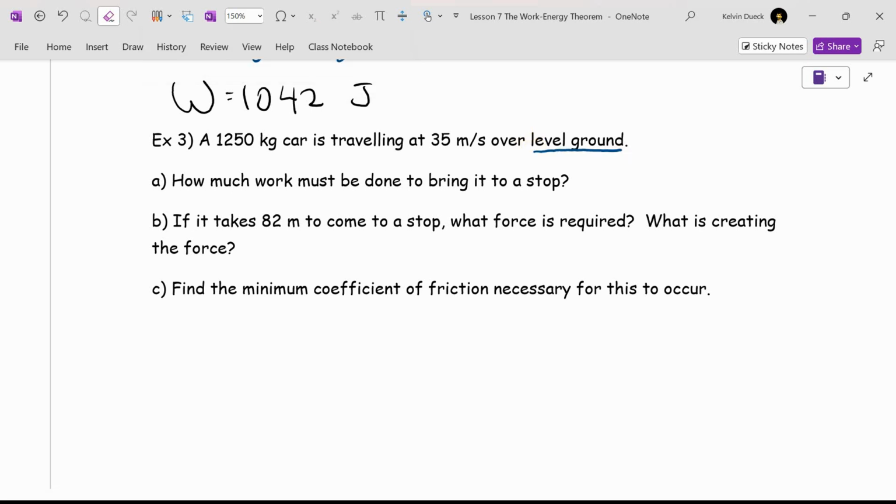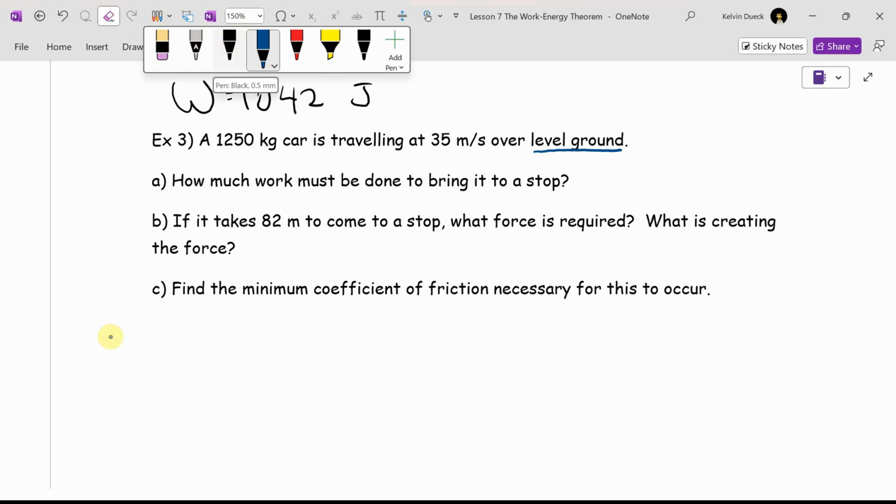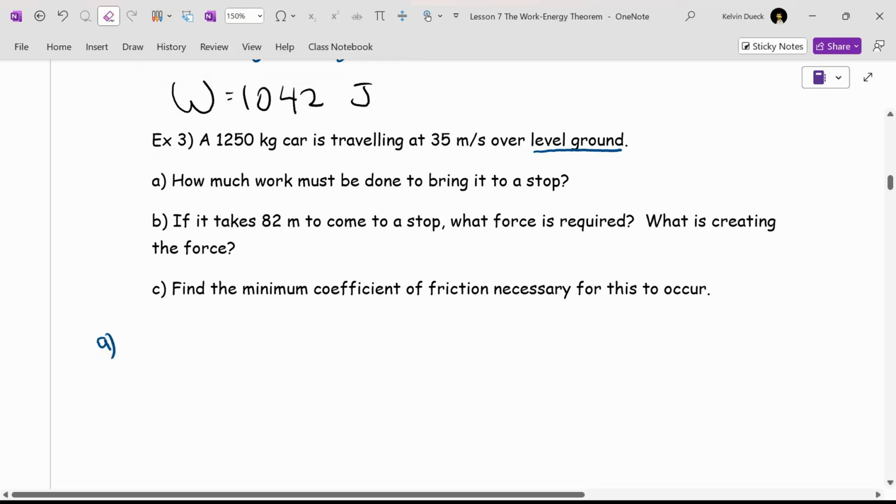I underlined level ground. A car is traveling at 35 meters per second over level ground. Leo, what's this question asking me to find? Keep reading. The word stop is also going to be a word I need to notice, so I'll underline it, just to say, make sure you pay attention.